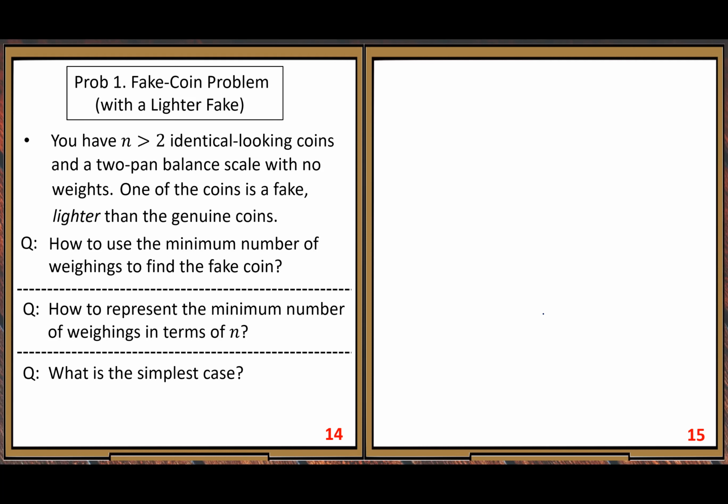What is the simplest case? At this point, if I ask you to write that formula directly, it could be hard, right? Think about it. Do you feel it is hard to write that formula immediately? Yeah, it's hard.